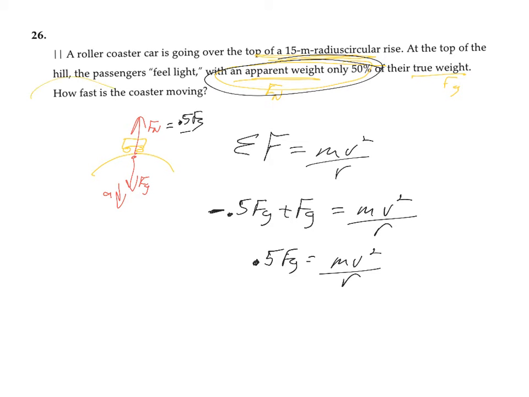We're solving for how fast. Normally that's what we're going to solve for because velocity and radius are the only things that really matter in most of these. So force of gravity, so it's 0.5 mg equals mv squared over r. Let's get v all by itself: multiply both sides by r, and divide both sides by m. And I get v squared equals r times 0.5 of gravity.